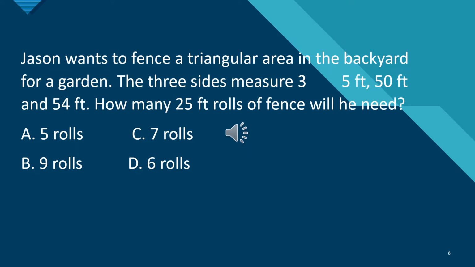Here's our third problem. Jason wants to fence a triangular area in the backyard for a garden. The three sides measure 35 feet, 50 feet, and 54 feet. How many 25 feet rolls of fence will he need? The choices are A, 5 rolls, B, 9, C, 7, and D, 6.